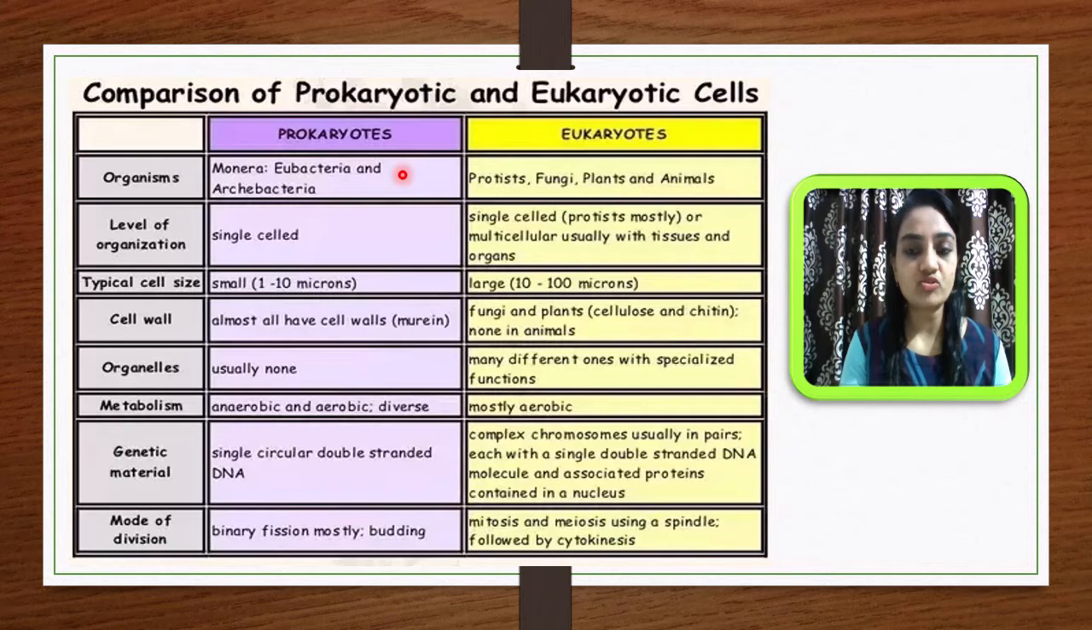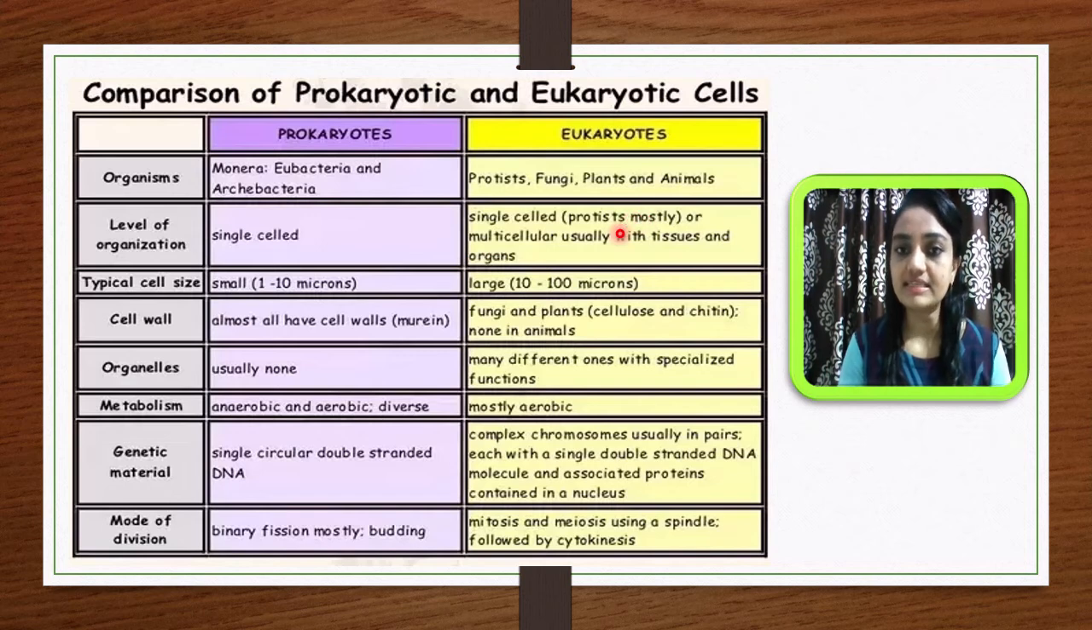Okay, so here you have to be clear which are included in the prokaryotes. Eubacteria and archaebacteria, which are the Monera group of organisms, will be included in the prokaryotic cell, whereas protists, fungi, plants and animals are all included in the eukaryotic group. Now next is the level of organization. Here you will see all prokaryotic cells are made up of only a single cell, which means they are unicellular organisms.